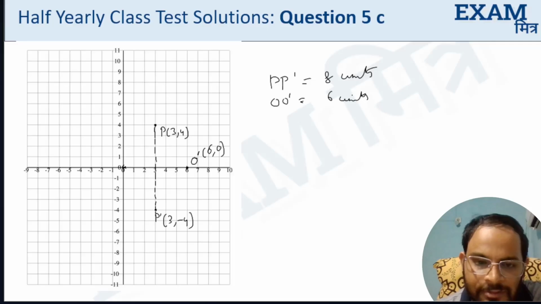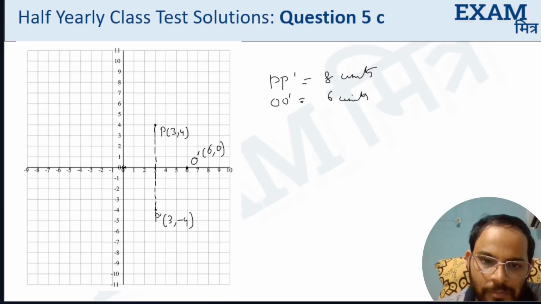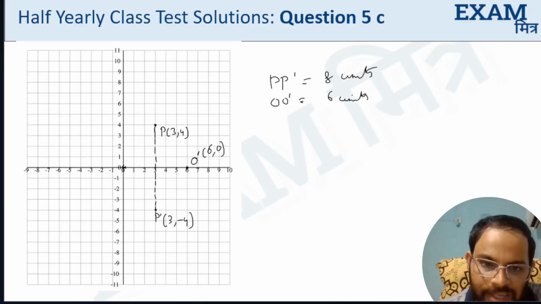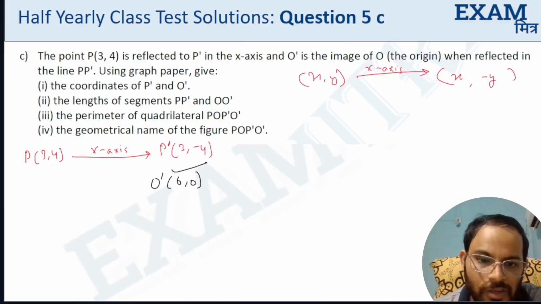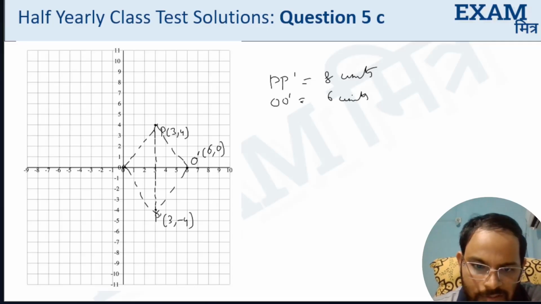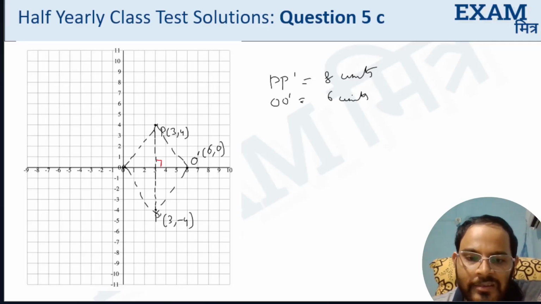Okay, we don't need to use any distance formula. Just observe it graphically. The perimeter of the quadrilateral POP dash O dash. Okay, so we need to find the perimeter. To find the perimeter of the polygon obtained, we need to first observe it. We can easily see that these two diagonals are perpendicular to each other. The angle between them is 90 degrees and they are unequal. This is of 8 units and this is of 6 units. That means this resembles a rhombus. The diagonals are perpendicular to each other and they are unequal as well.